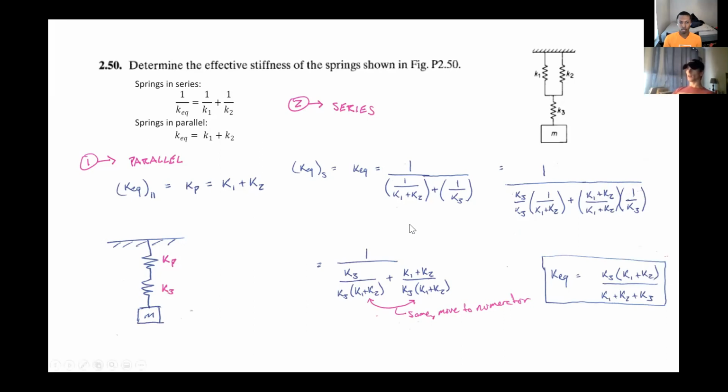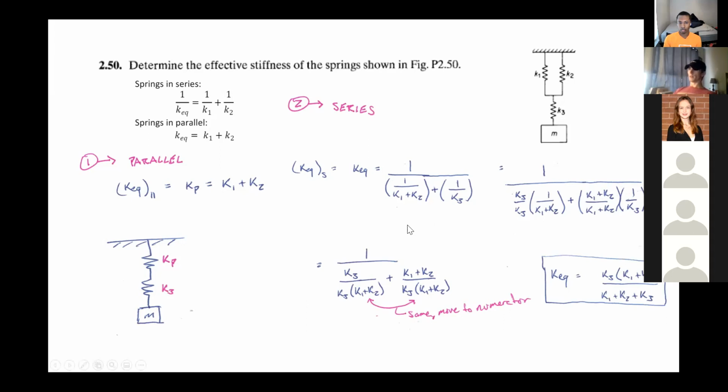If you put something like this as your final answer, I'm pretty sure the GTAs will take it, because the GTAs and Dr. Powell are who grade the test.